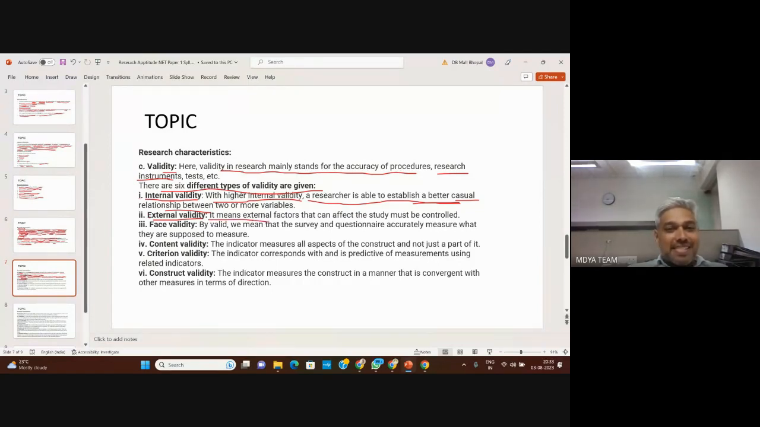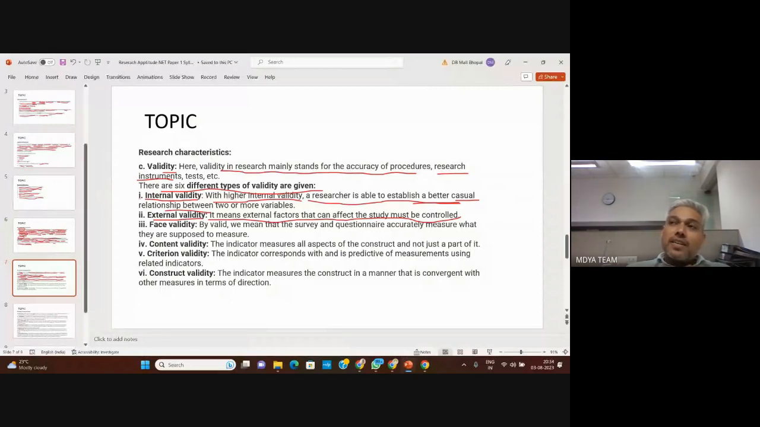Now, second validity is external validity. It means external factors that can affect the study must be controlled, right? When you conduct a research, you have chosen a problem, you will go for the research, and you will collect data. You have assigned your population or samples for your research studies.